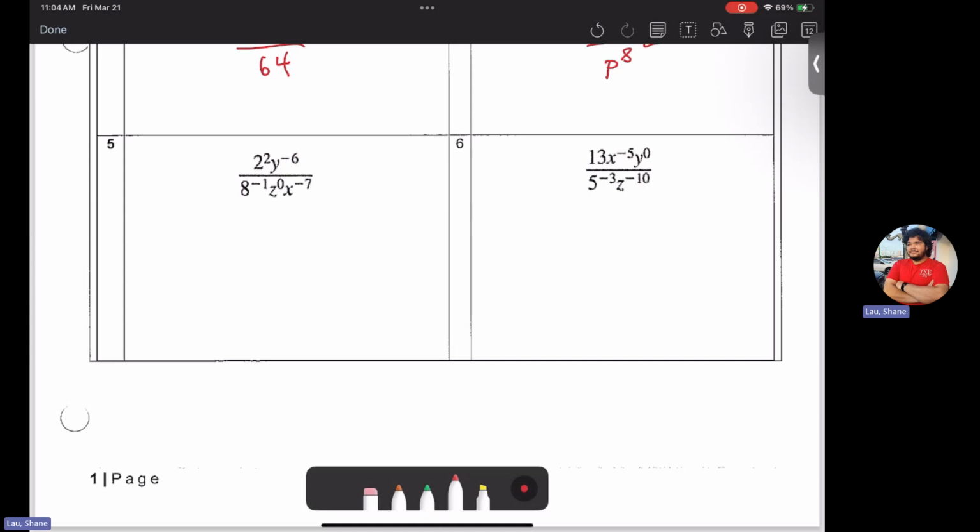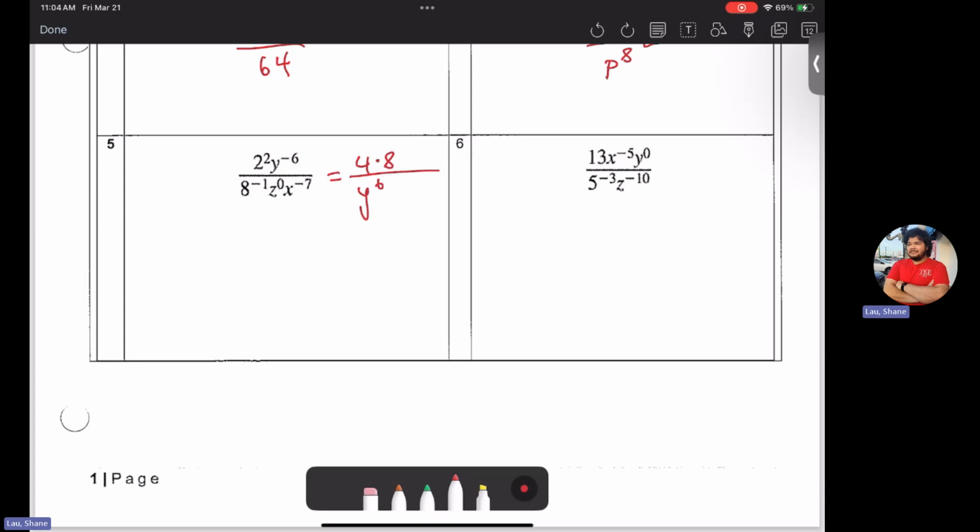First part I see is 2 squared, which is going to be 4. Then I see that my y to the -6 in my numerator is going to go back down to my denominator. 8 to the power of -1 is going to go on top. But be careful here. It's not going to be 48. It's going to be 4 times 8. So make sure you know the difference between those two.